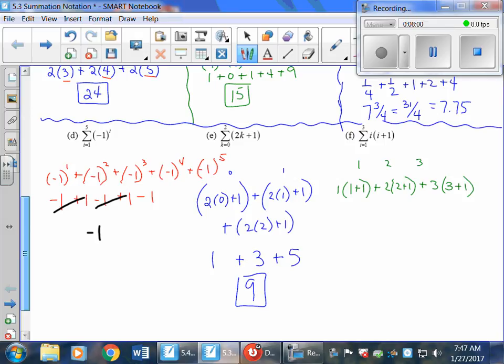So this becomes 2 plus 2 times 3 is 6, plus 3 times 4 is 12. Add them up and you get 20.